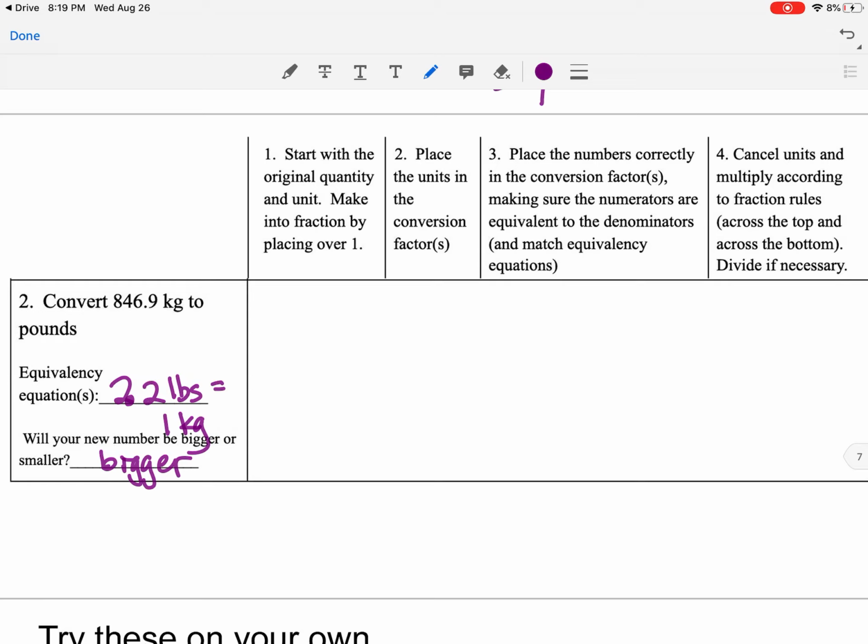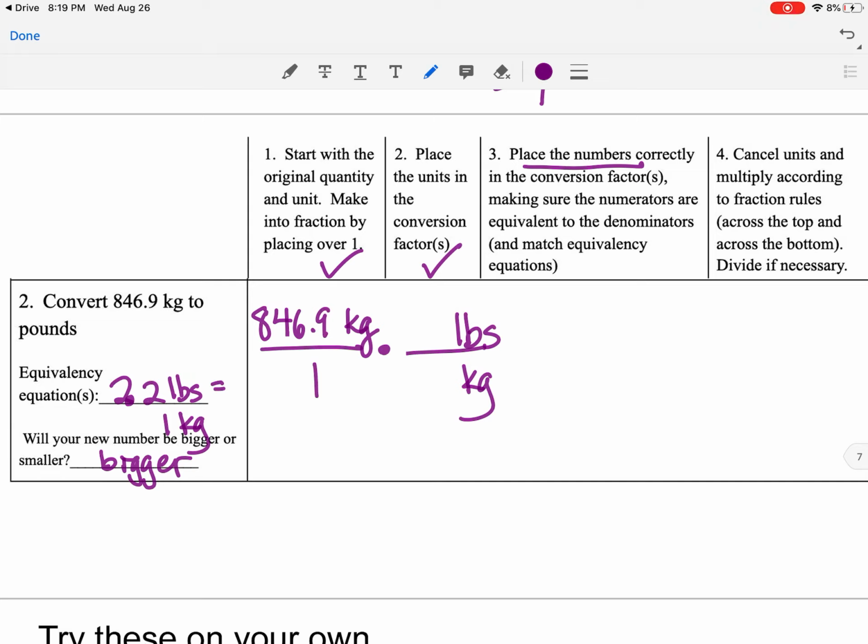All right, now we're going to do the same technique. Start with the original quantity and unit. Okay, that's what I'm starting with. Putting it over 1. Place the units in our conversion factor. Where do we put the kilograms? Well, we put them on the bottom because we're going to want to cancel, right? Where do we put the pounds? On the top. Did step 1 and 2. Now we're going to place the numbers. Okay, this is important.